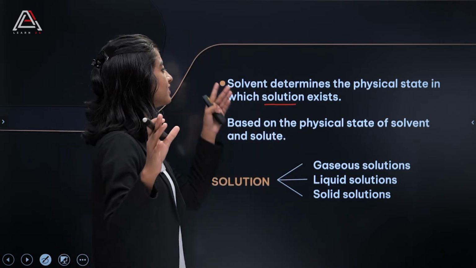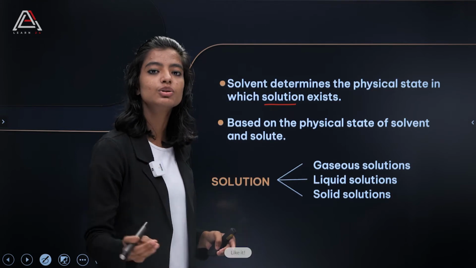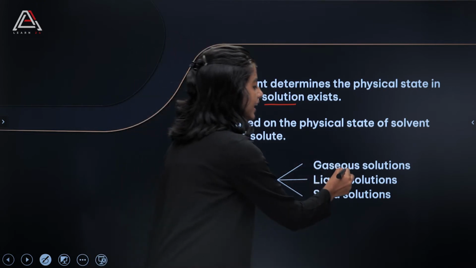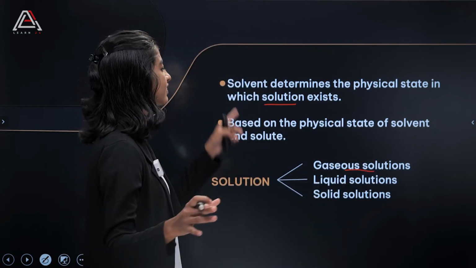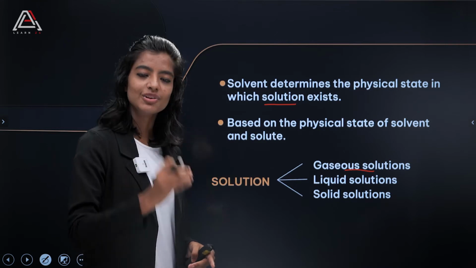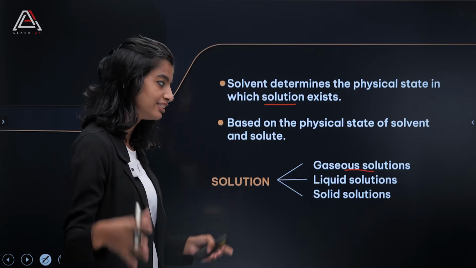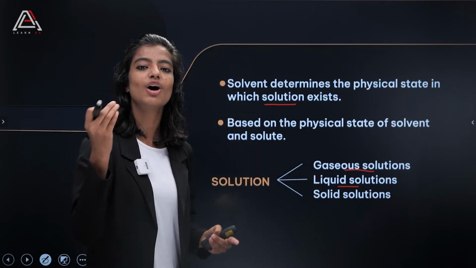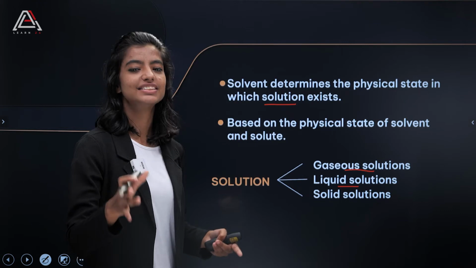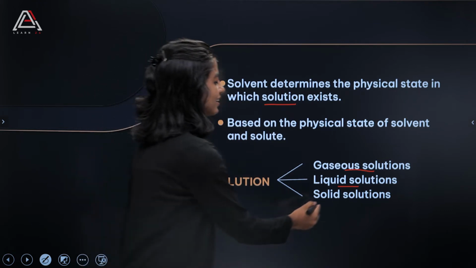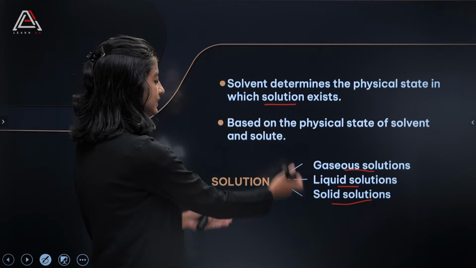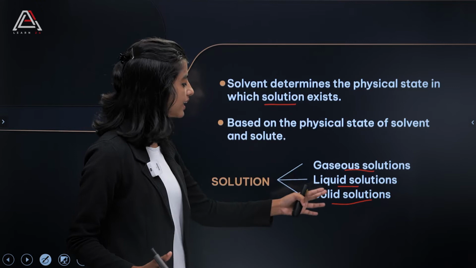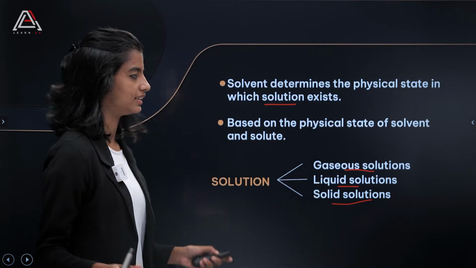For example, if the solvent is in gaseous state, solution also will be in gaseous state, and that solution is called the gaseous solution. If the solvent is in liquid form, solution also will be in liquid form, and the solution is called liquid solutions. If the solvent is in solid state, solutions also will be in solid state, right? And the solution is called solid solutions. These are the three types of solutions: gaseous solutions, liquid solutions, and solid solutions.